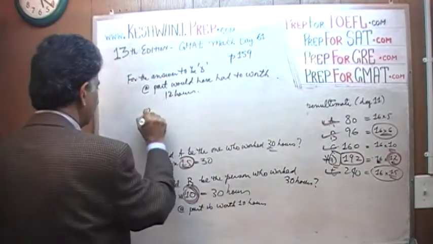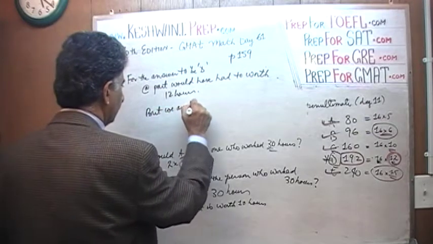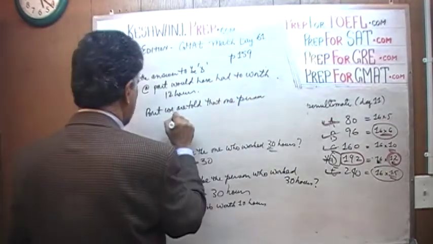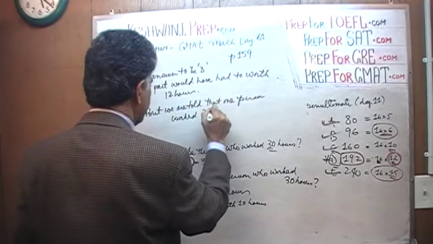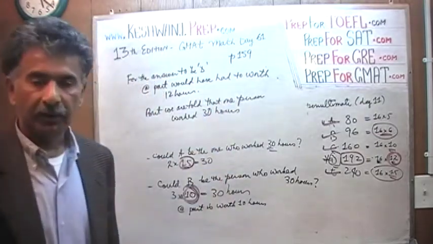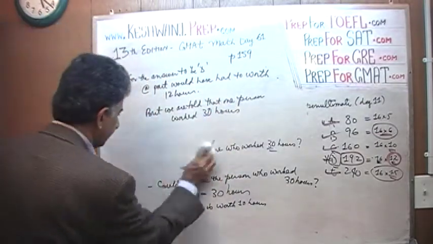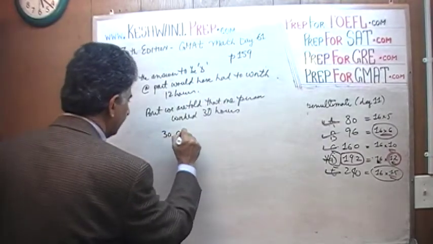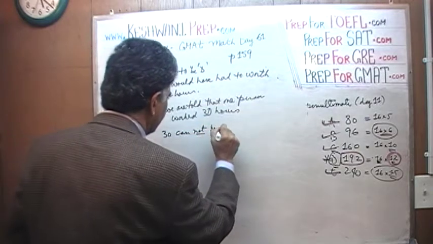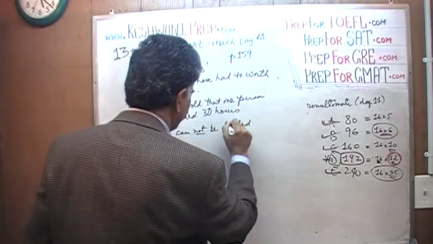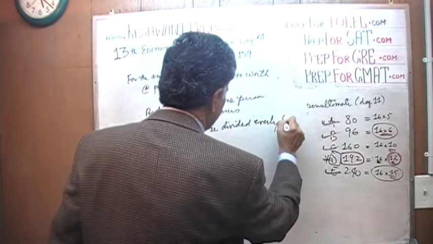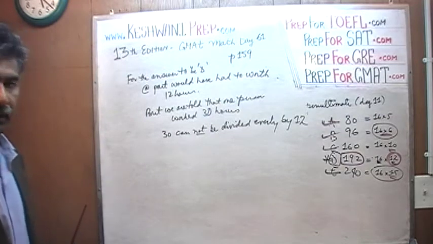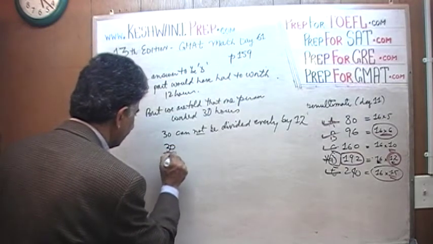But we are told that one person worked 30 hours. 30 cannot be divided evenly by 12. My handwriting is getting quite atrocious. 30 cannot be divided by 12. It doesn't go evenly.